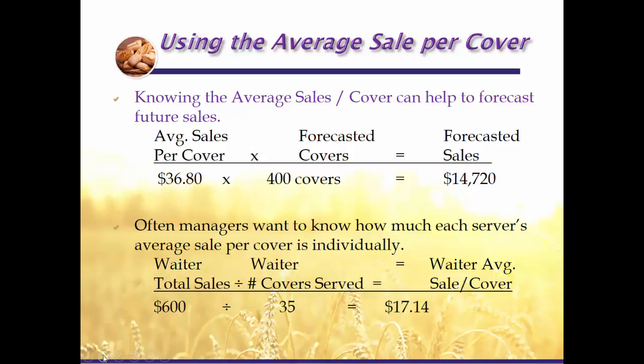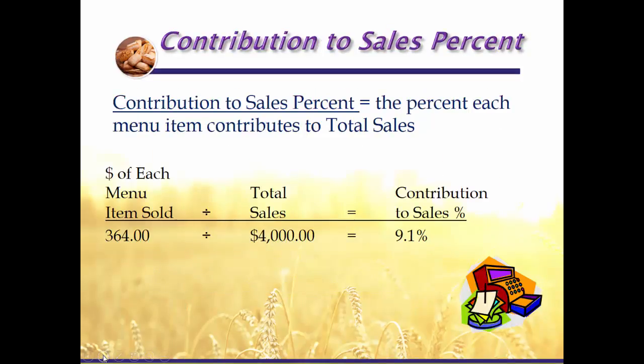Often managers want to know each server's average sale per cover individually. So the waiter's total sales was $600, and we divided it by the covers served, and that waiter served 35 people. So the waiter's average sale was $17.14. This comes in handy when we need to account for taxes and tips for that particular server. We also want to make sure that server is upselling, so we can help them to do their job a little better. So let's look at contribution to sales percent.